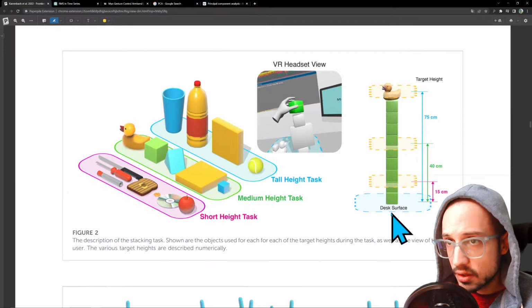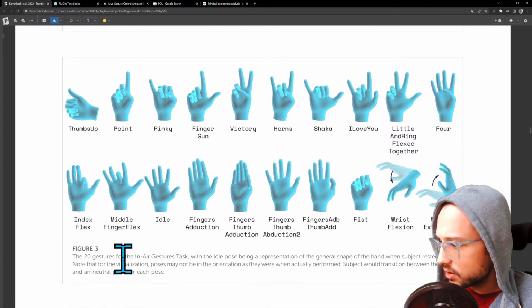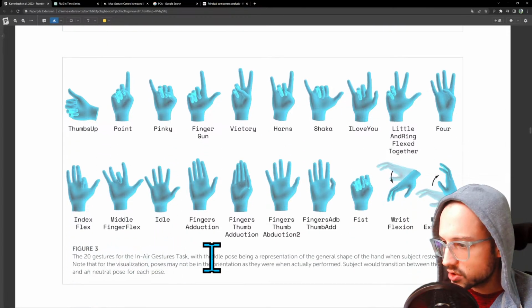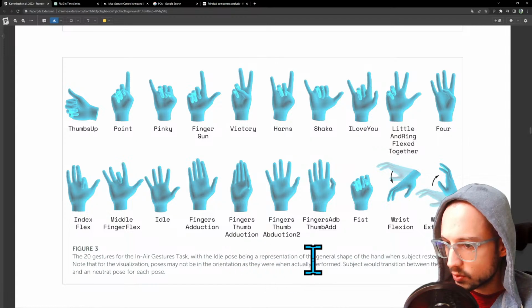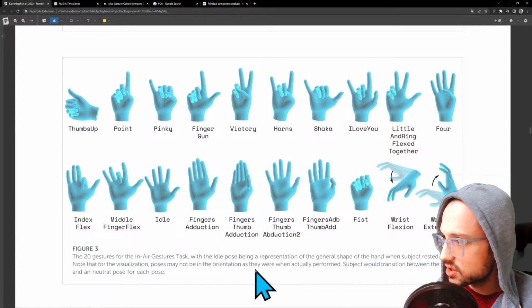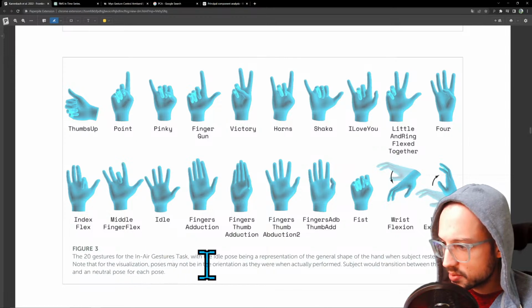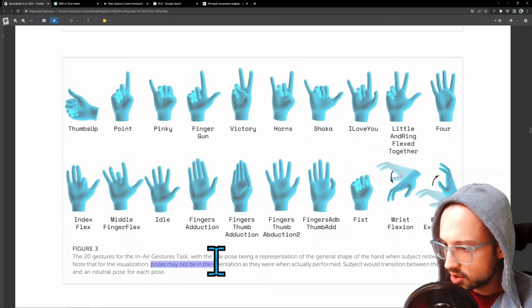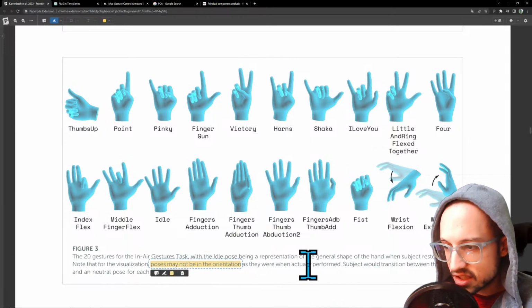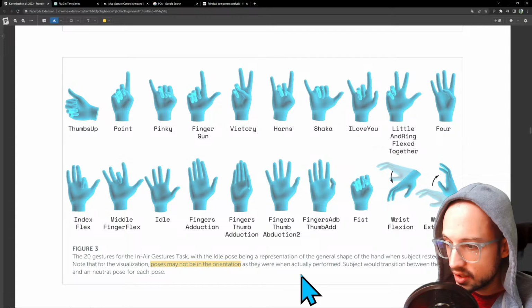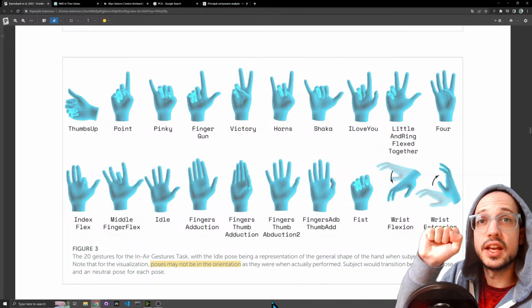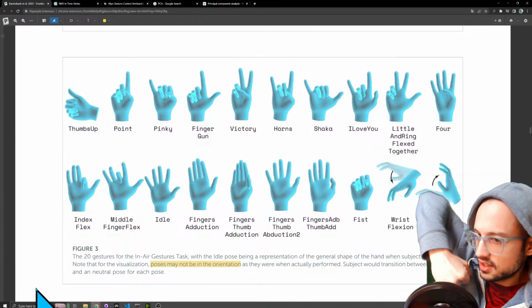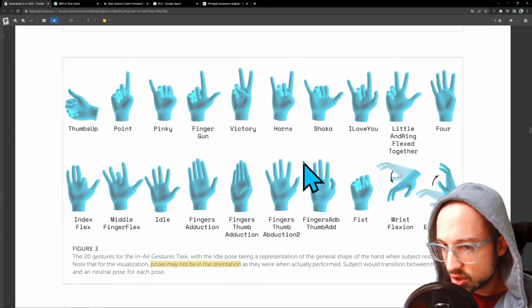The 20 gestures for the in-air gesture task, with the idle pose being a representation of the general shape of the hand when the subject rested. Note that for visualization, poses may not be in the orientation as they were when they were actually performed. Okay, so this is actually interesting too. Is your classifier robust to different orientations? So if I do a fist like this, and I do a fist like this, is that going to be measured the same way?